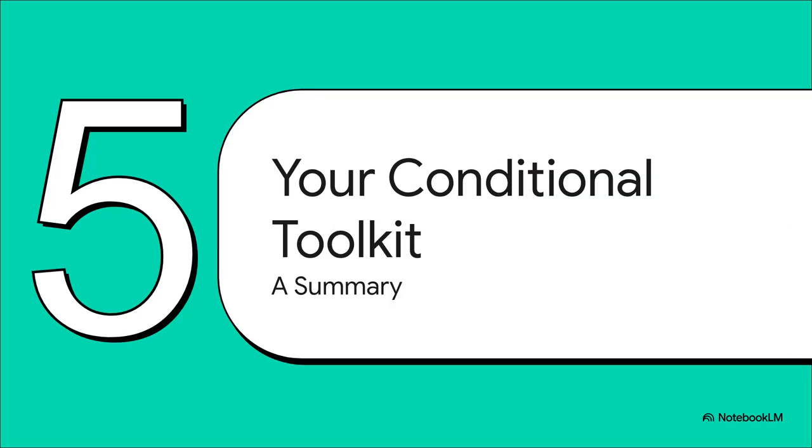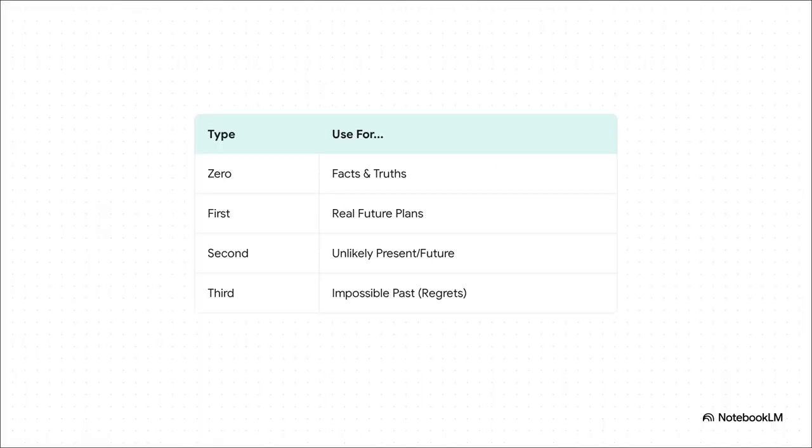Whew, we have covered a ton of ground, haven't we? I mean, we went all the way from simple, everyday facts to these mind-bending time travel sentences. So let's pull it all together and wrap this up. The most important thing to remember is that this isn't just a bunch of boring rules. It's a powerful toolkit that lets you express yourself with amazing clarity and precision. And to make it even easier, here it is, your very own conditional cheat sheet. This boils everything we talked about down to the absolute essentials.